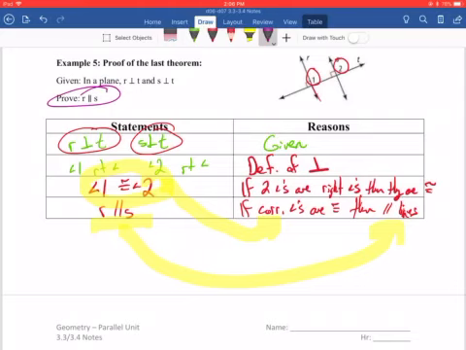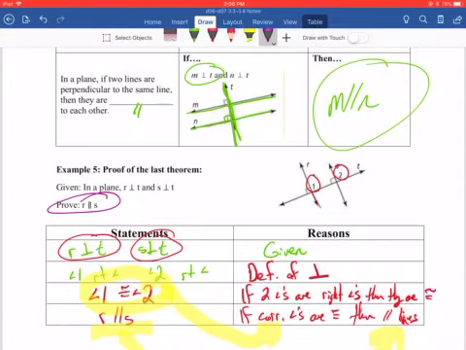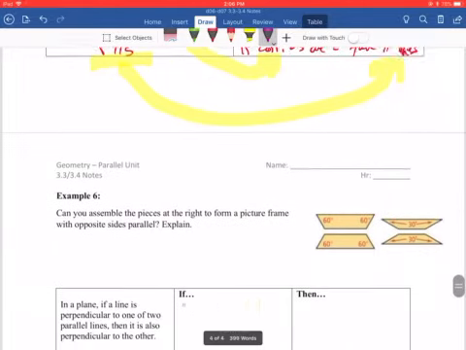Questions on that proof? Now again, this is the explanation of why this theorem exists. So we don't have to do this again. We can just say this theorem. Okay? All right.